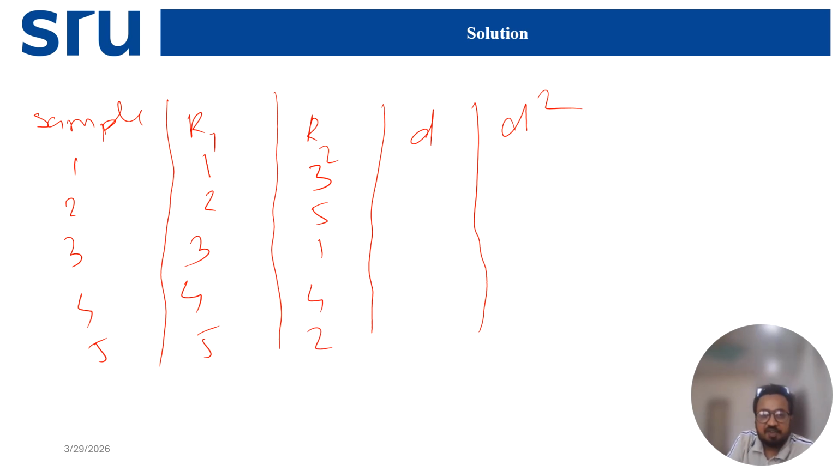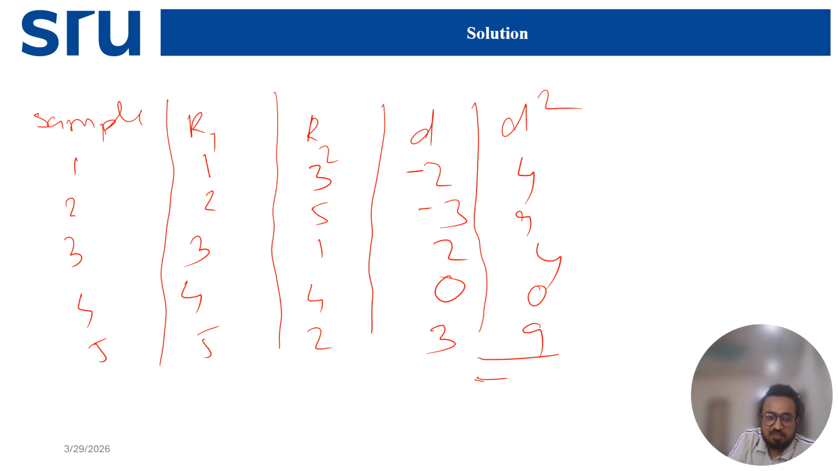Now we will find the difference. 1 and 3 gives minus 2, then minus 3, 2, 0 and 3. So D square is 4, 9, 4, 0 and 9. So summation D square equals 4, 9, 13, 17, 26.